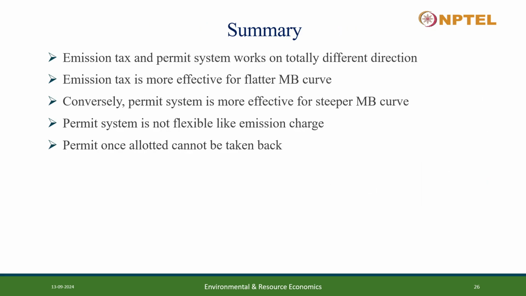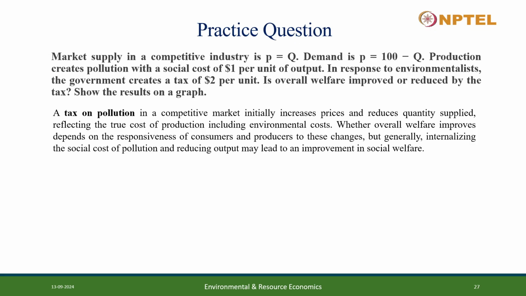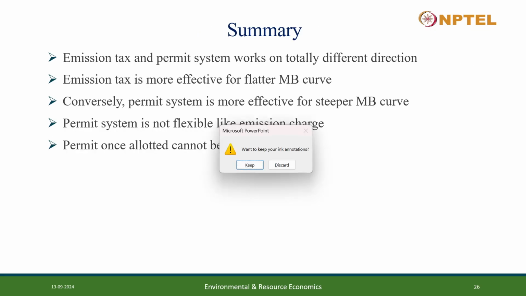So emission tax and permit system works in totally different direction. Emission tax is more effective for flatter MB curve. However, a permit system is more effective for steeper MB curve. And permit system is not flexible like emission charge system. Why? Because once the permit is given in the market, the regulator cannot change again and again the number of permit which is being introduced in the market.